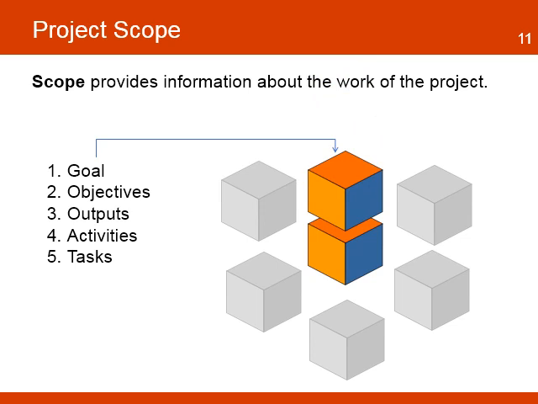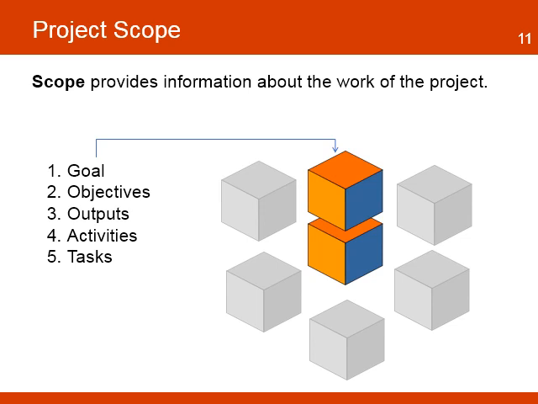The next module is scope. It provides information about the work breakdown structure in the project. This includes information about the project goals, objectives, outputs, activities, and tasks that are required by the project to deliver the expected benefits. The modules will include detailed information on each activity, including instructions and quality standards that the project has to follow.